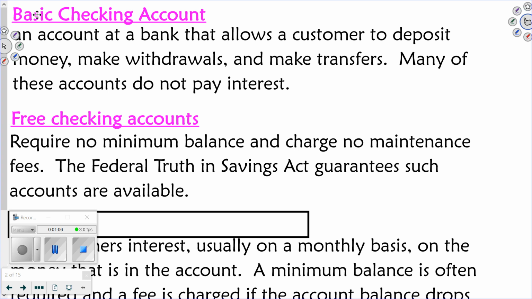There are free checking accounts. They require no minimum balance and charge no maintenance fees, which is good because some checking accounts can charge you a fee like every year or every month, depending. Some of them make you have a minimum balance of like $500, $1,000, and if you drop below, they charge you fees. Don't ever get those. Those are bad. Okay, get a free one, no minimum balance. If you have a penny in there, you're fine. That's the kind you want.